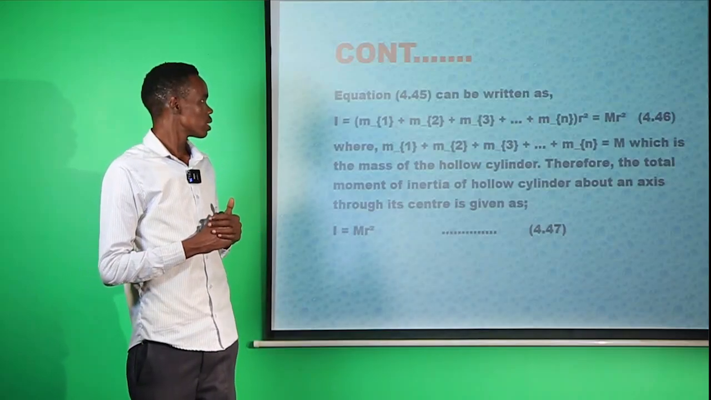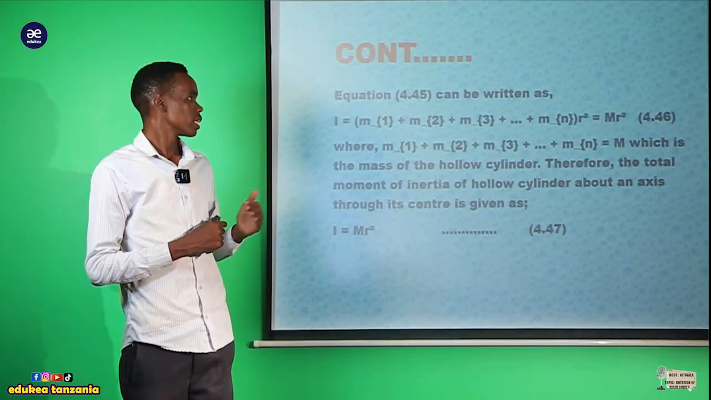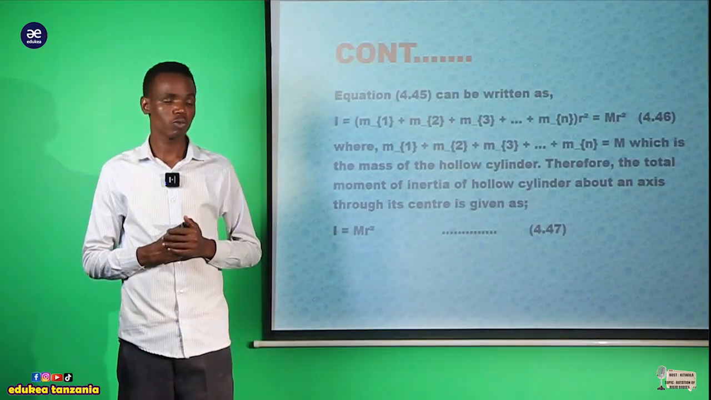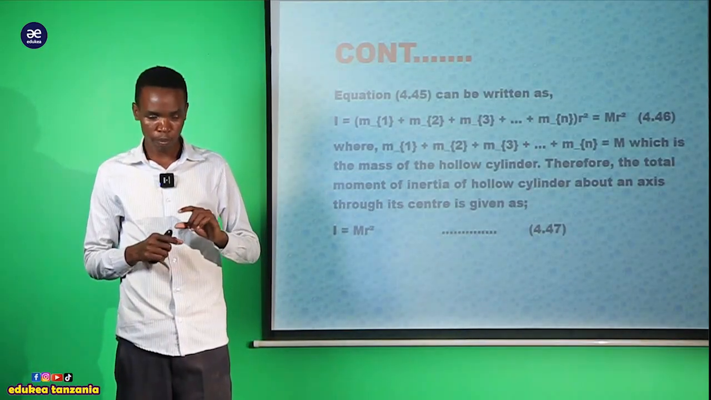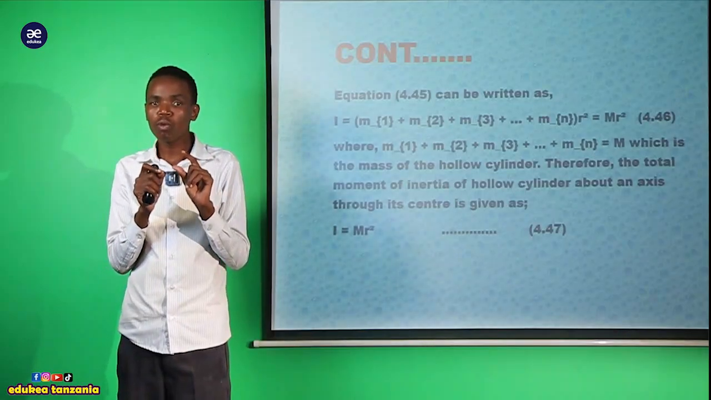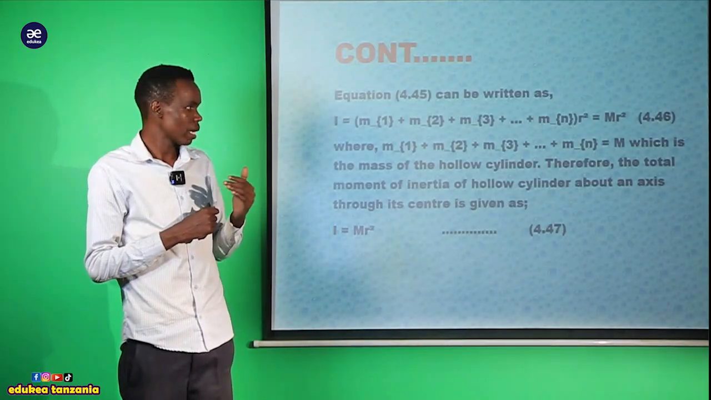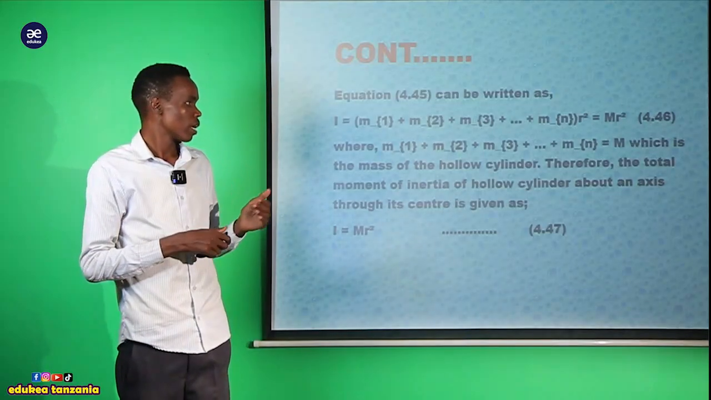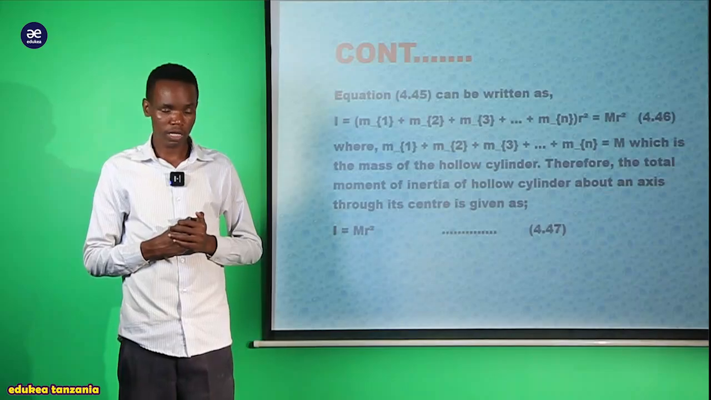Now, my dear student, from our equation number 45 for our first topic, it can be written as this one. We can express the equation as we observe here: I must be equal to m1 r square, we add m2 r square, we add m3 r square, then we add mn times r square.